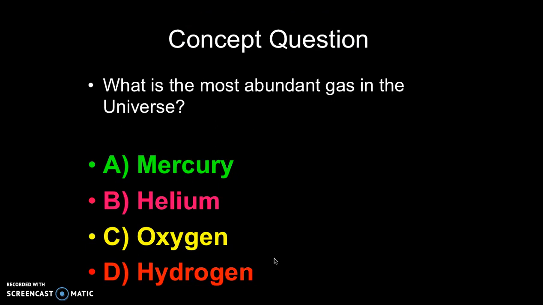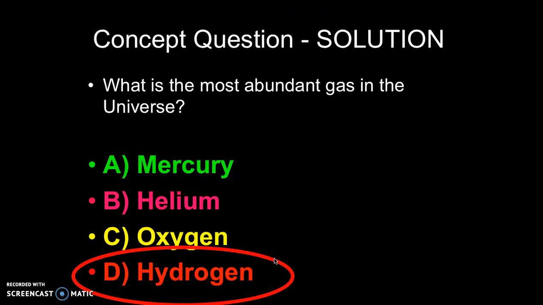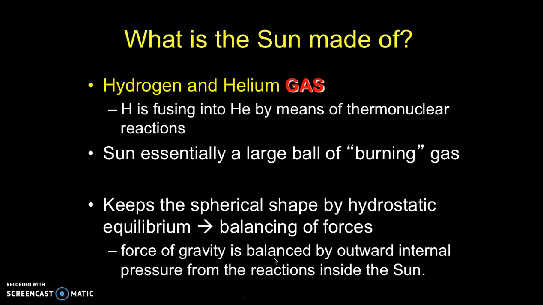So this begs the question, what is the most abundant gas in the universe? Hopefully your answer is hydrogen, because it's that hydrogen reaction that is so important to form all the heavier elements. So that means, what is the sun made out of? Well, the sun is made out of primarily hydrogen and helium gas, so that hydrogen is fusing into helium through thermonuclear reaction. So essentially you could think of the sun as one large ball of burning, if you want to think about it, gas. Okay, so it's just a ball of gas.